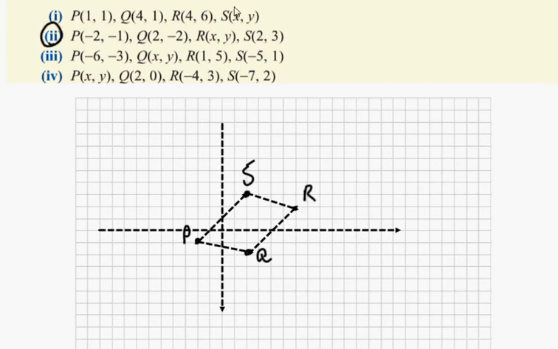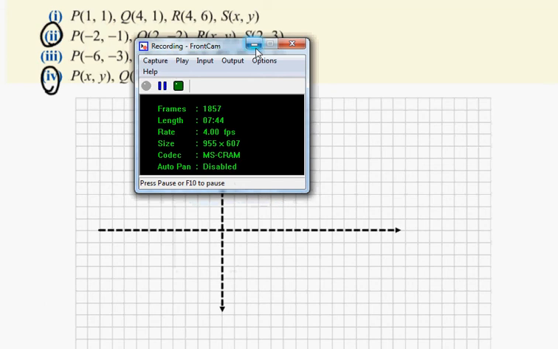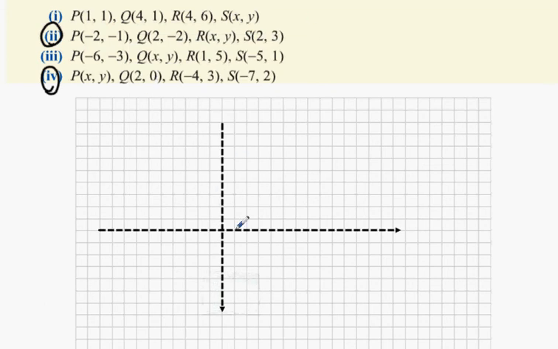So your R value is going to be 1, 2, 3, 4, 5, 6, 6 and 2 up. Is that right? We're going for QRS. Q is 2, 0. R is minus 4, 3. So that's Q to R, and S is minus 7, 2.